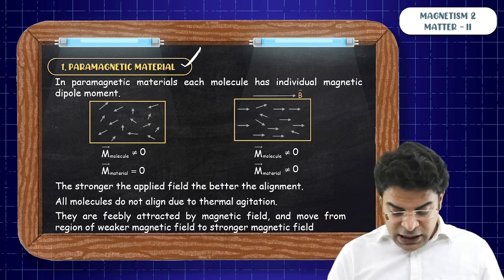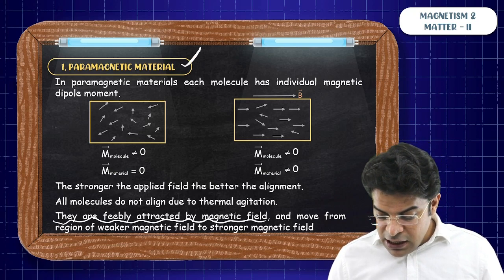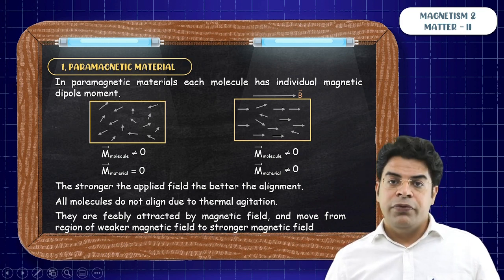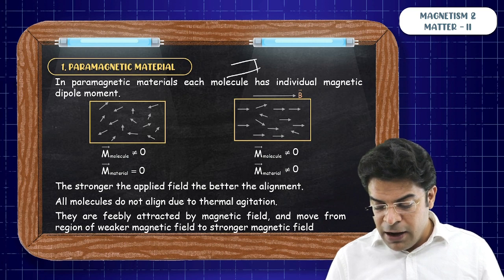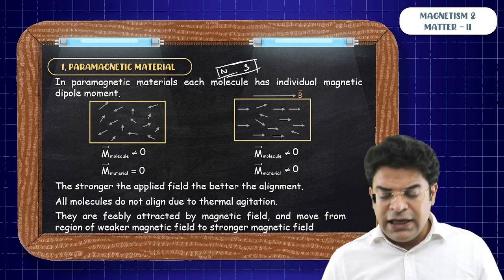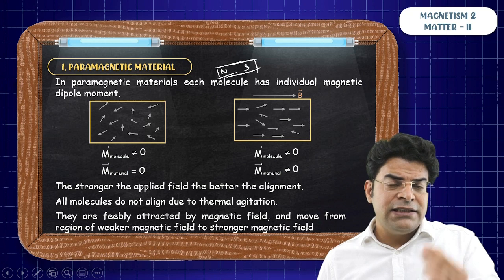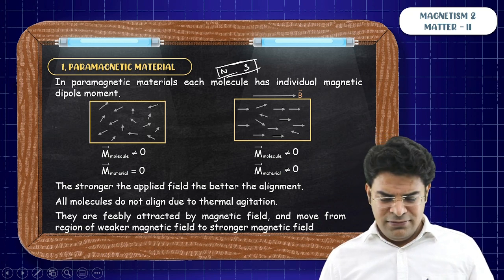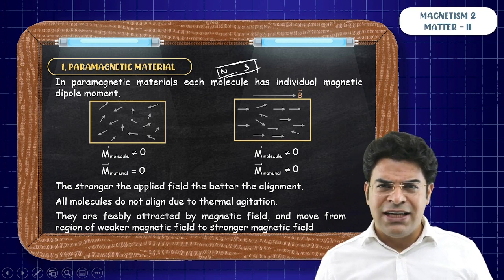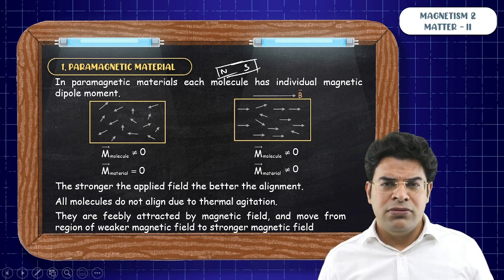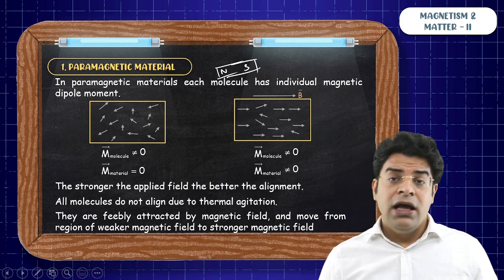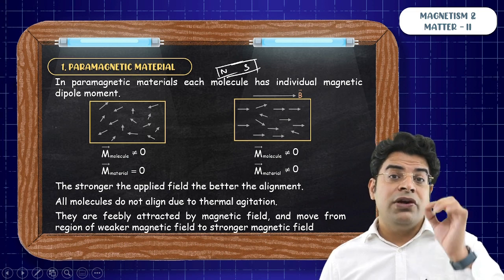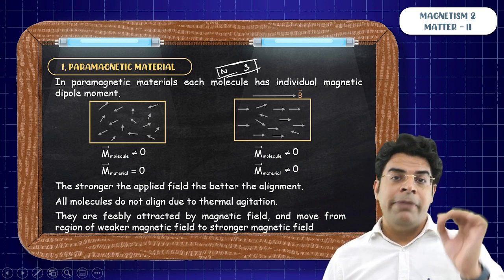Paramagnetic substances are feebly attracted by magnetic field and move from the region of weaker magnetic field to stronger magnetic field. So let's say if you have a bar magnet. Question is, is the paramagnetic substance attracted towards the north pole of the bar magnet or towards the south pole? The paramagnetic substance is attracted towards the bar magnet. Towards which pole? Both the poles. Do understand that paramagnetic substances like to move from the region of weaker magnetic field to stronger magnetic field.